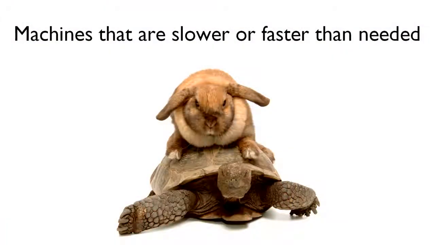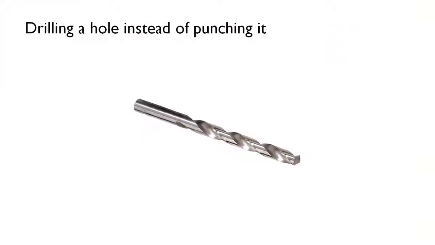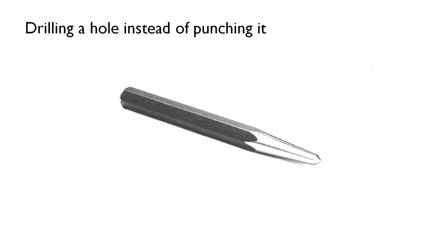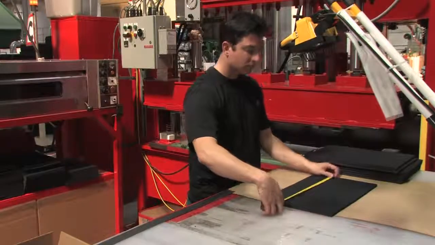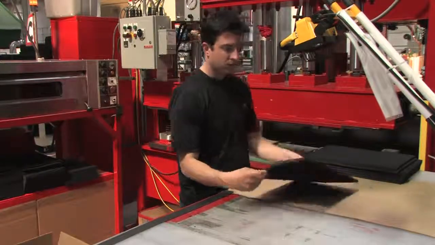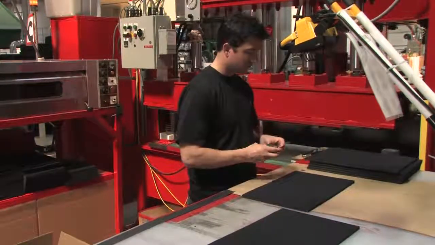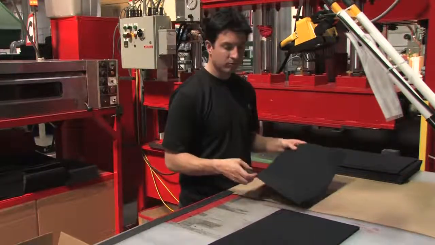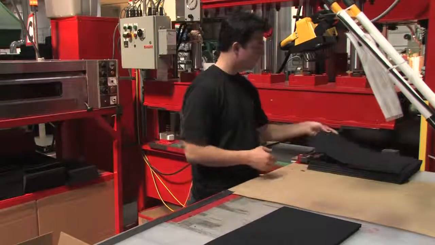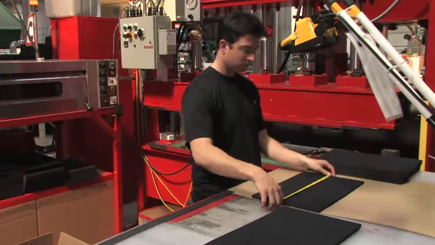Now, a few examples of processing waste are machines that are slower or faster than needed, equipment that uses more energy than needed, drilling a hole when simply punching it, which would be much faster, would suffice, completing redundant work such as copying information, doing things just because they've always been done, and cleaning things multiple times. Or, as we've already seen, Isaac is carefully measuring each and every piece of foam, even though they've already been cut to size. This meticulous attention to detail, while admirable, is most definitely an example of processing waste.